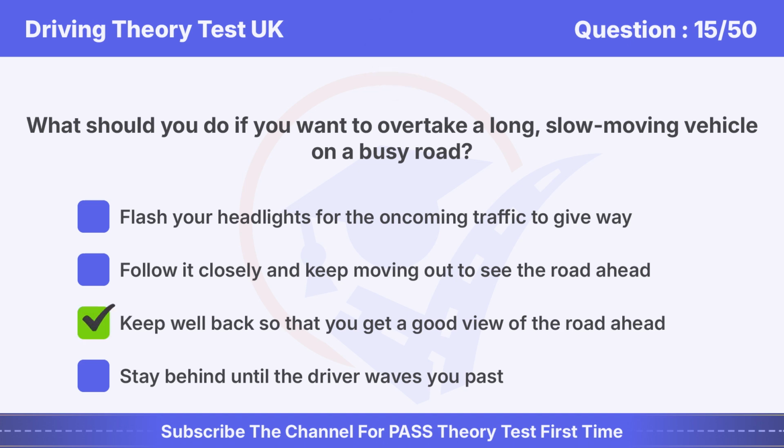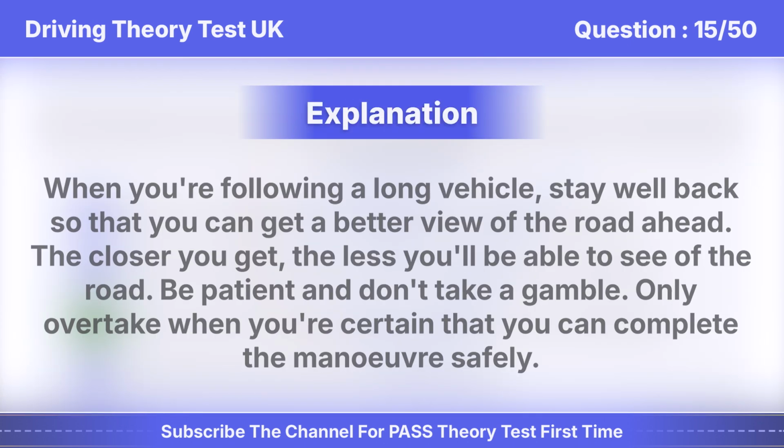Answer is C. Keep well back so that you get a good view of the road ahead. When you're following a long vehicle, stay well back so that you can get a better view of the road ahead. The closer you get, the less you'll be able to see of the road. Be patient and don't take a gamble. Only overtake when you're certain that you can complete the maneuver safely.